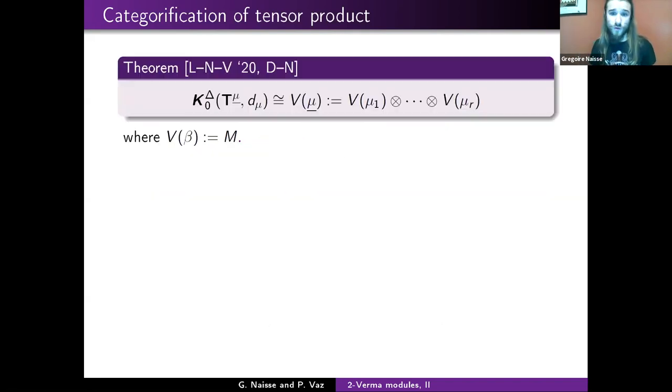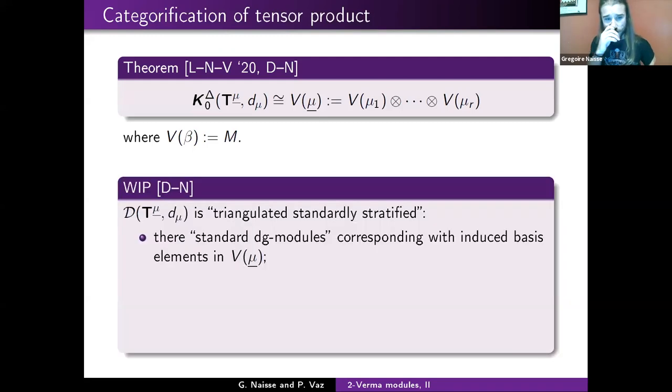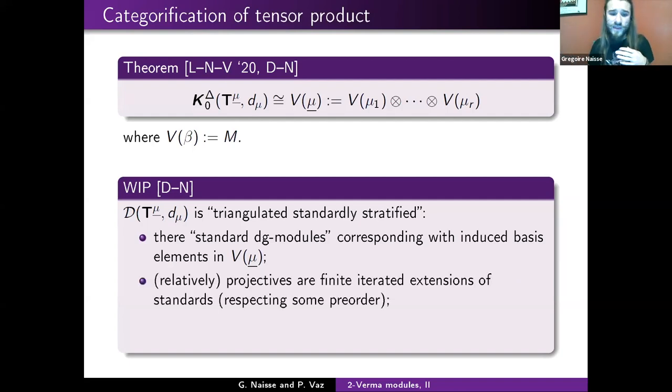Okay. And then you can look at the Grothendieck group of the suitably defined derived category of DG modules over this DG algebra, and they categorify the tensor product that you wanted, basically. And I also want to mention something else about this derived category, is that it has a nice structure. They are what I would call triangulated standardly stratified. Usually you have this notion of standardly stratified category for abelian categories, that is some kind of generalization of highest weight categories. Basically it means that you have a family of standard modules that come with some pre-order, and the projective modules are also pre-ordered and have a filtration with subquotients given by the standard modules of lower order, and it tells you a lot about the structure of the category.